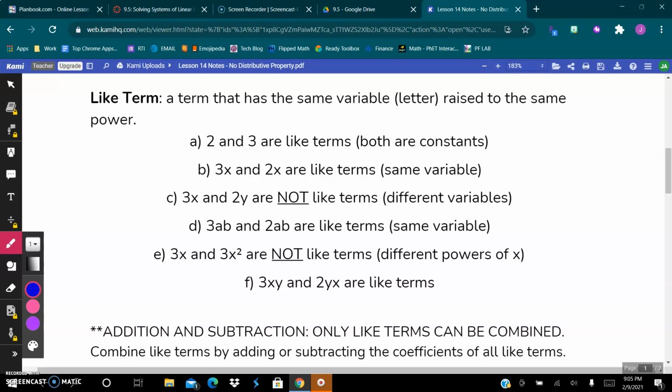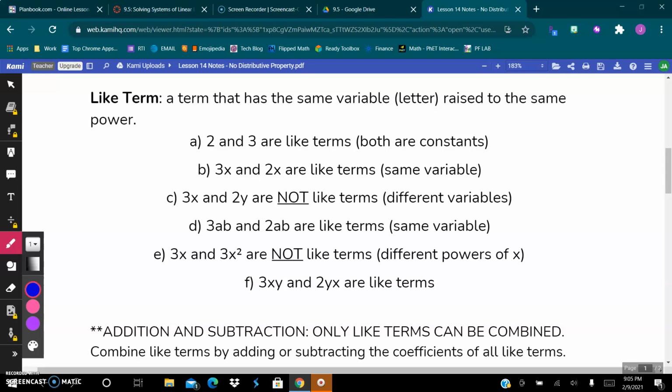For part A, 2 and 3 are like terms. They're both just constants. They're both numbers. So we could combine them. We could add them if they're both positive. 2 and 3 look like they're both positive to me. So 2 plus 3 is 5. So I can combine those.